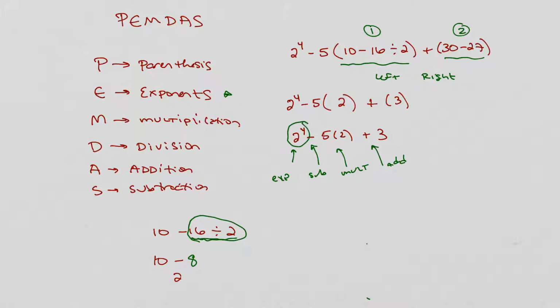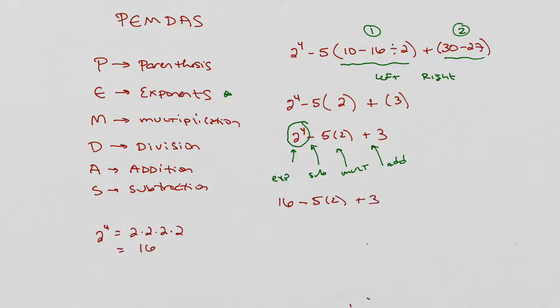2 to the 4th, if you remember, is just 2 times itself 4 times. So 2 times 2 is 4, times 2 is 8, times 2 is 16. So this now becomes 16 minus 5 times 2 plus 3. Now the multiplication part comes next. So what I'm going to have here is 16 minus 10 plus 3.